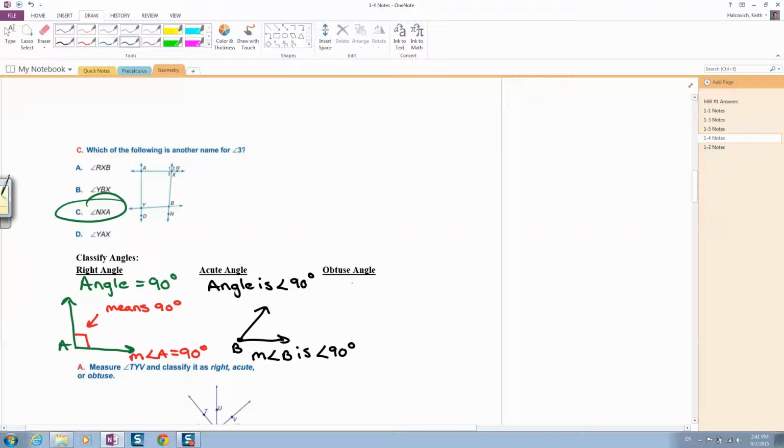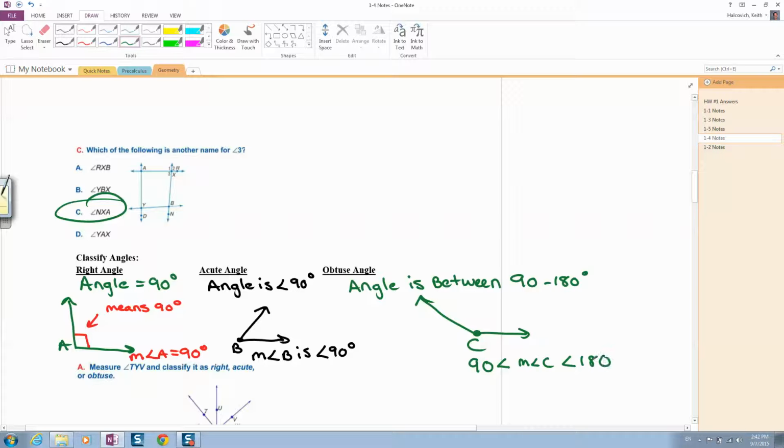Obtuse means the angle is between 90 and 180. It's not 90, it's not 180, but it's between them. So something like this is obtuse, where the measure of angle C is between 90 and 180. So like 135, that is an obtuse angle.